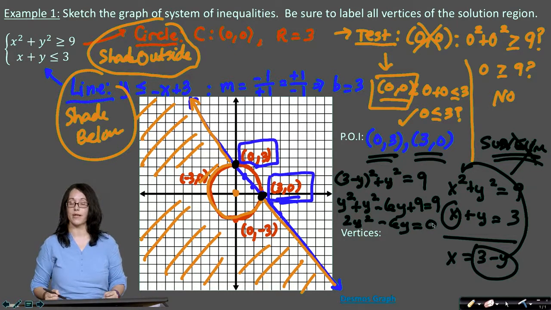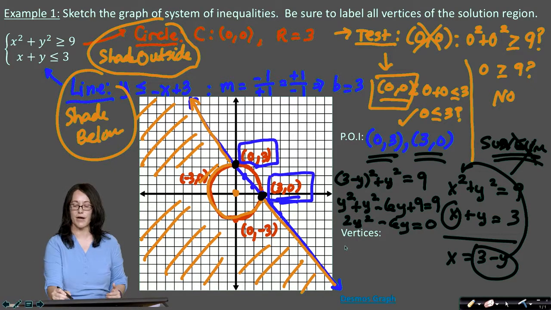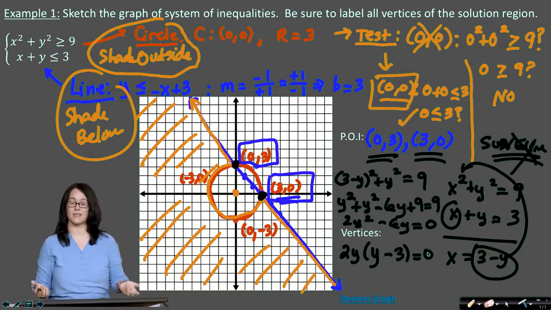Now at this point, if you were to continue with the problem, you're probably wondering, how am I going to solve this? I don't have a trinomial. But you could factor out the 2. You could actually even factor out the y, couldn't you? 2 times y in front. You would have y minus what? 3 equaling 0. And now we're back to that zero product rule.